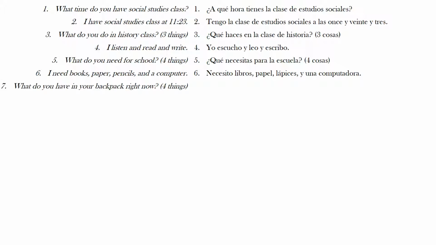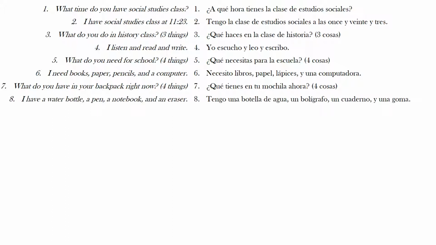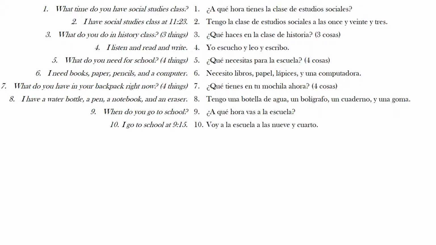What do you have in your backpack right now? Say 4 things. ¿Qué tienes en tu mochila ahora? 4 cosas. I have a water bottle, a pen, notebook, and an eraser. Tengo una botella de agua, un bolígrafo, un cuaderno y una goma. When do you go to school? ¿A qué hora vas a la escuela? I go to school at 9:15. Voy a la escuela a las 9:15.